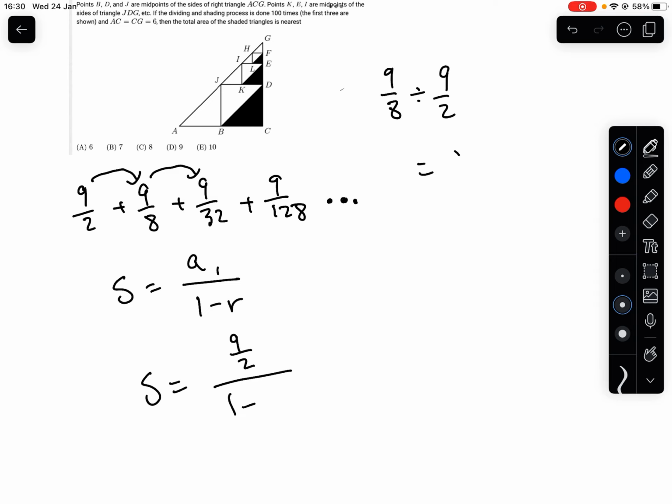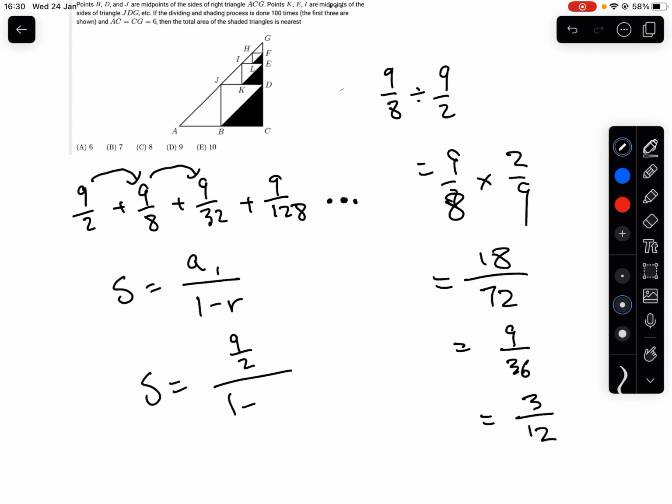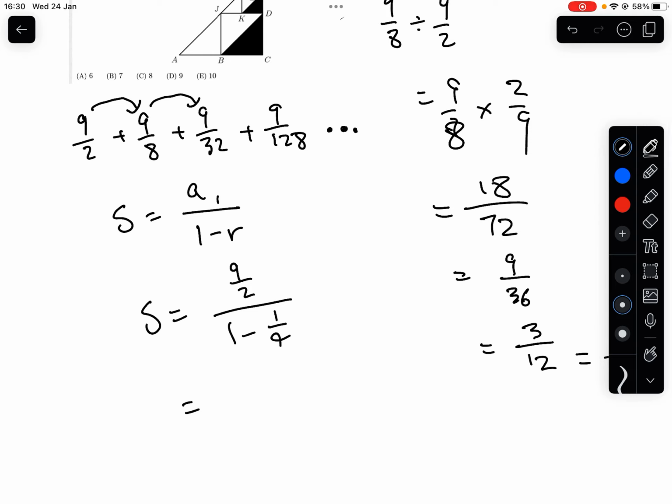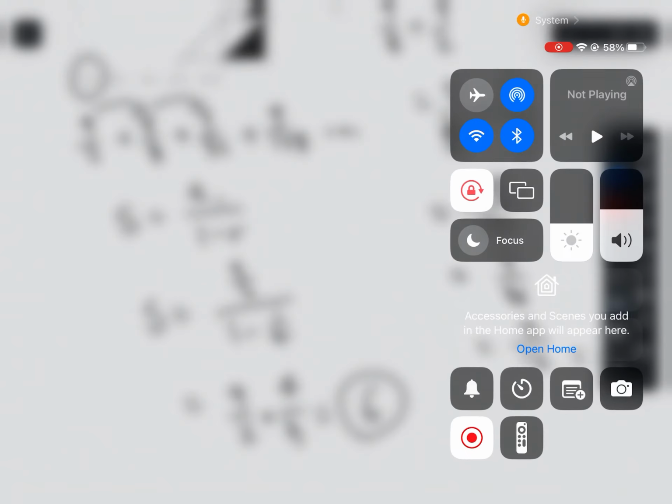We can find the common ratio by dividing 9/8 by 9/2, and that equals 9/8 times 2/9 equals 18/72, which equals 9/36 equals 3/12, which equals 1/4. So the common ratio is 1/4, so 1 minus 1/4. And simplifying this expression, we get 9/2 times 4/3, which gives us an answer of 6. So the answer is choice A.